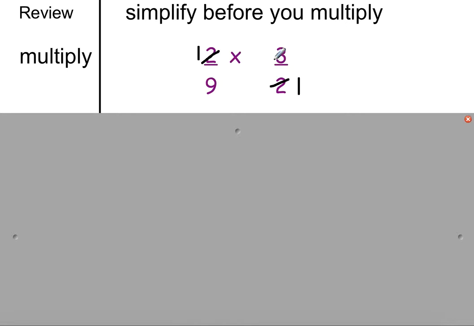3 and 1 are simplified, but 3 can go into 3, and 3 can go into 9 3 times. So now I just multiply. 1 times 1 is 1. 3 times 1 is 3. So my answer is 1/3.